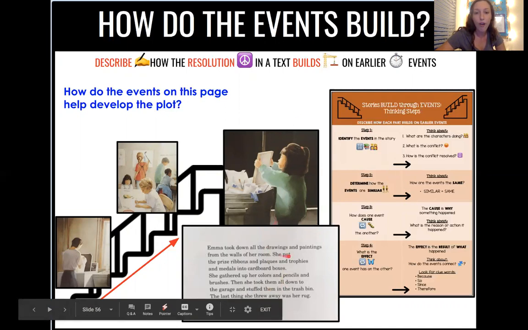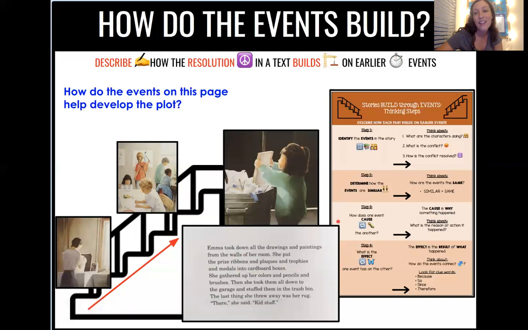Emma took down all the drawings and paintings from the wall of her room. She put the prize ribbons and plaque and trophies and medals into cardboard boxes. She gathered up her colors and pencils and brushes. Then she took them all down to the garbage and stuffed them in the trash bin. The last thing she threw away was her rug. There, she said, kid stuff.